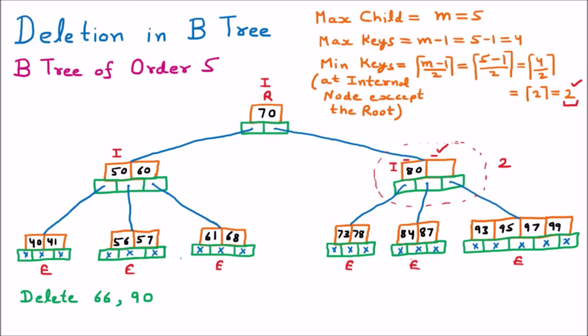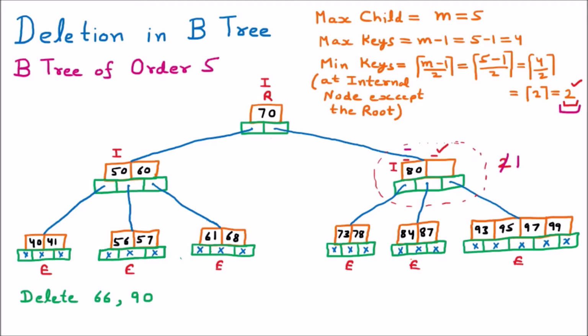So now we have successfully deleted the 90 element from here. Here you can see that we only have one key remaining. We have one key because one key was deleted, and how many minimum keys should be there? That is 2. So the criteria of the B tree is not being followed here. That means this is not a B tree, or we can say this B tree has become unbalanced. So to make it balanced again, we have to make two keys here.